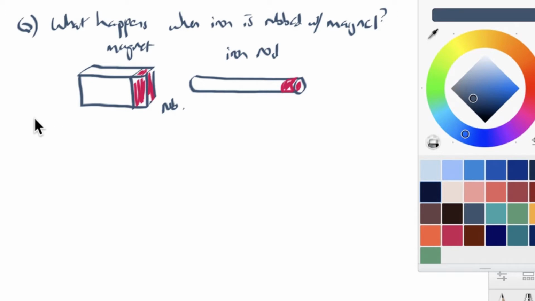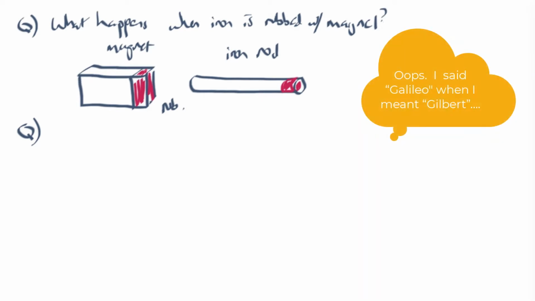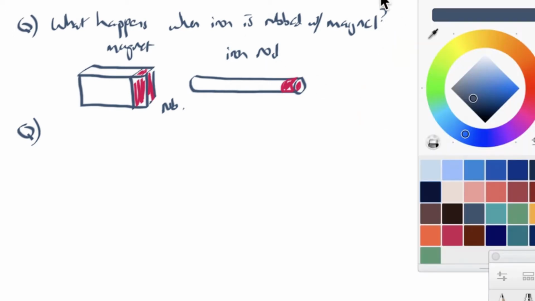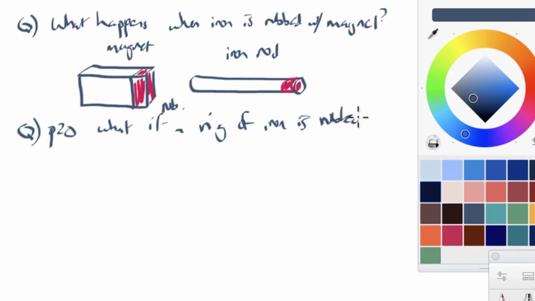Okay, but what happens if you rub a stranger shape? This is a topic that Galileo talks about in the next page, his chapter 5. This is on page 20. So on page 20, what if an odd shape like a ring of iron is rubbed with a magnet? What happens then?